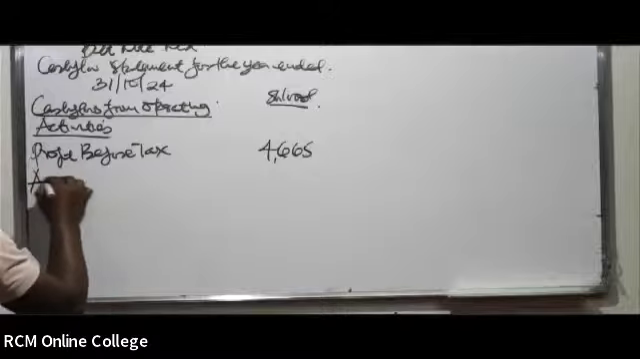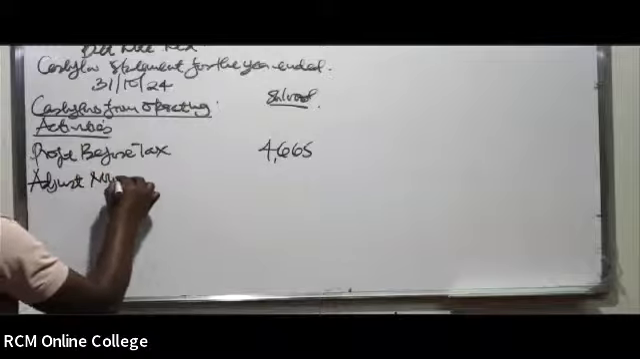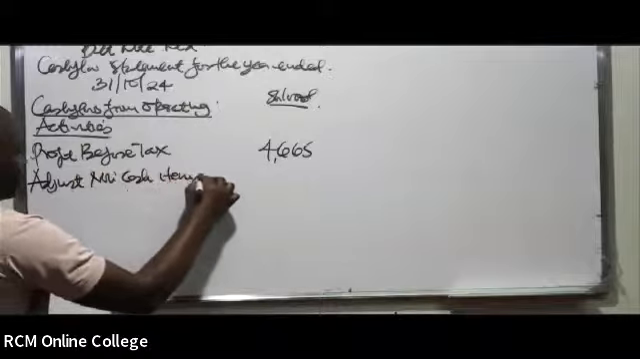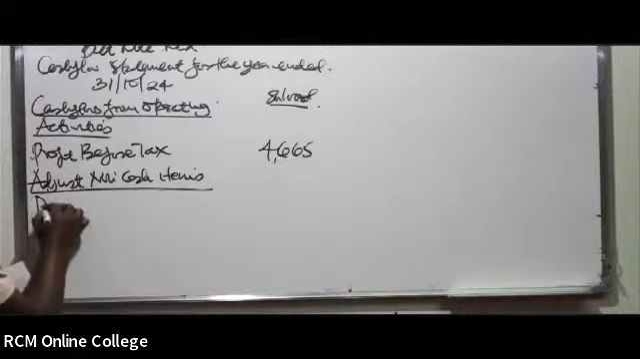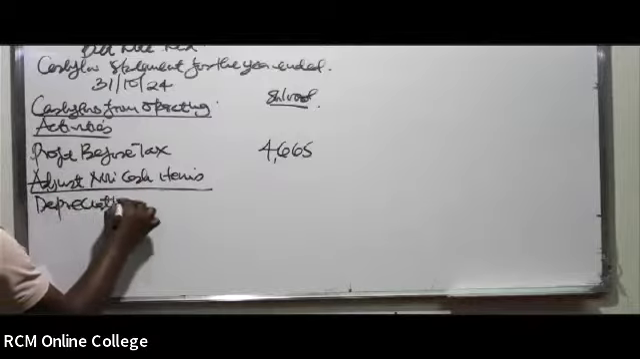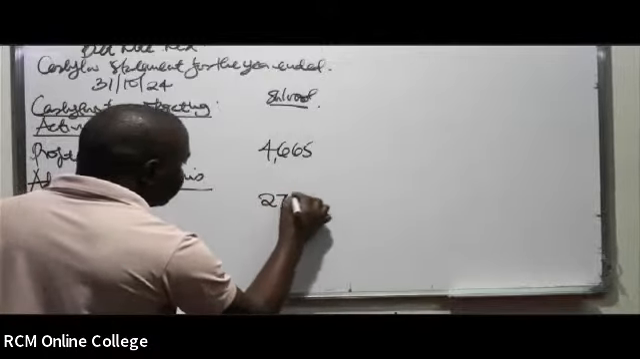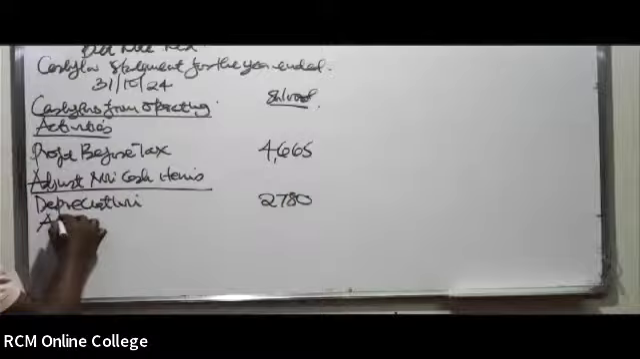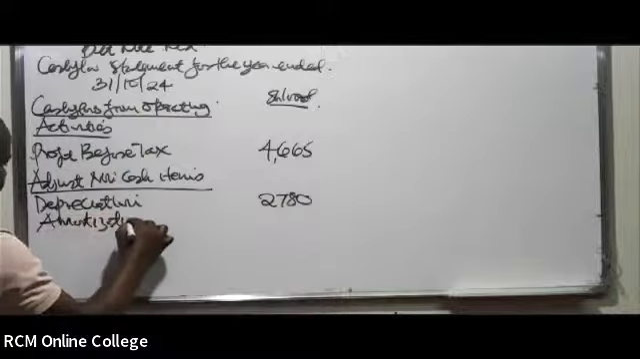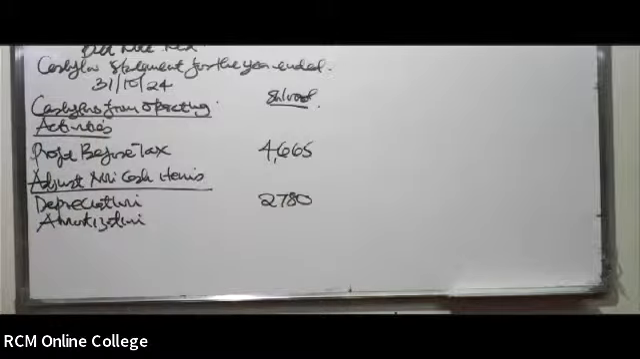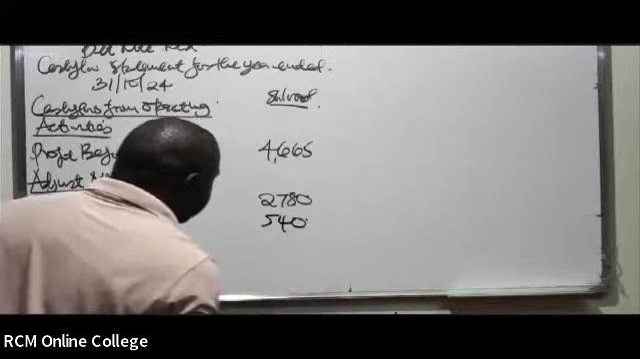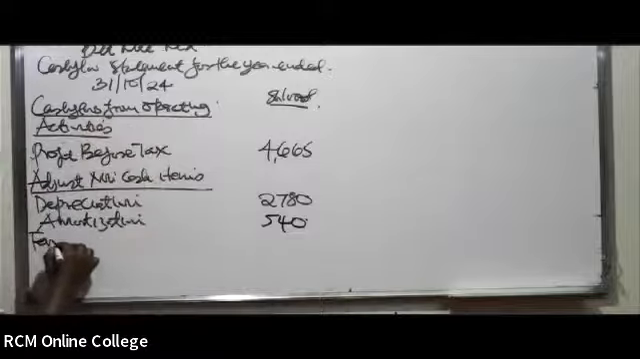The non-cash items. So for the non-cash items, we have depreciation, which we've been given as 2780. We have amortization, which will come up in the intangible asset account. The amount of amortization is how much? Exactly 540. Then we have fair value gain.